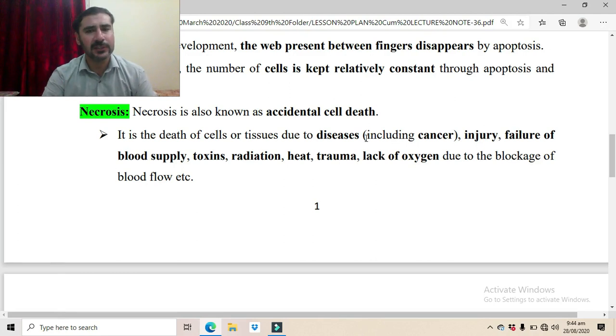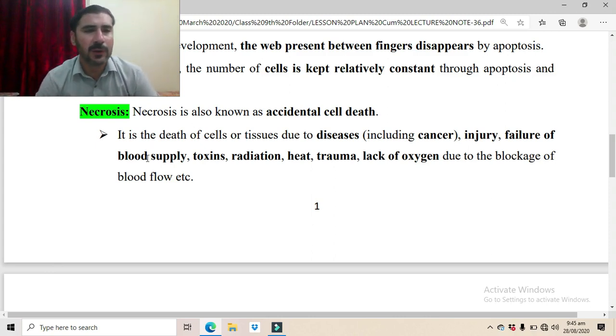There are various diseases in which the body cells die. That is basically necrosis, including cancer. In various cancers, the cells die, and that is basically due to necrosis. Injury, whenever there is injury, during the injury various cells die. That is due to necrosis.